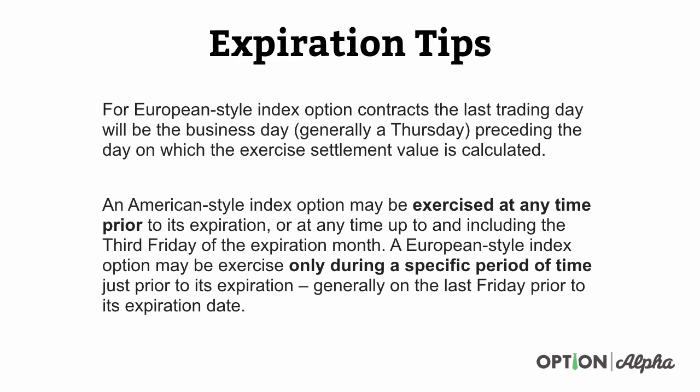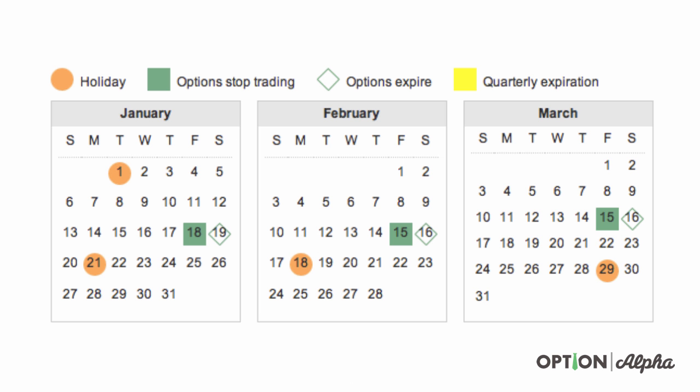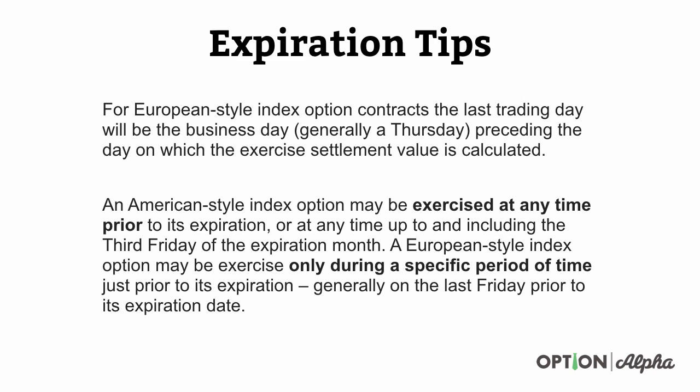An American style option may be exercised at any time prior to its expiration, and at any time up to and including the third Friday of expiration month. That's why third Friday is always considered to be the last trading day. So you can see here back on our calendar, basically American style options can be exercised or assigned anytime, including that last Friday. So the last Friday of the expiration cycle is usually the time where you want to get something done or make a change. A European style index option may only be exercised during a specific period of time just prior to its expiration. Now, this is generally the last Friday.